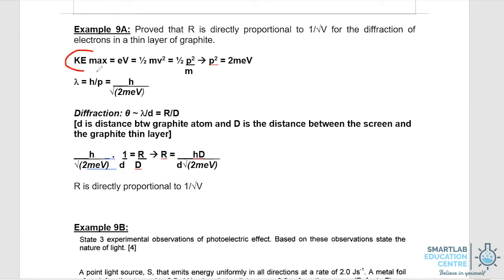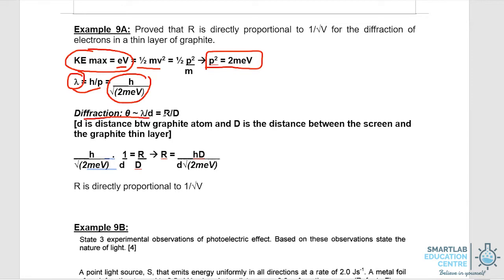First, the kinetic energy of the electrons is eV. V is the potential difference that is used to attract and accelerate the electrons, and that translates into the kinetic energy of the electron. From the kinetic energy, we can work out the momentum, which is square root of 2meV. Using the wave-particle duality equation, lambda is equal to h over p, we can find that the wavelength is governed by this expression.